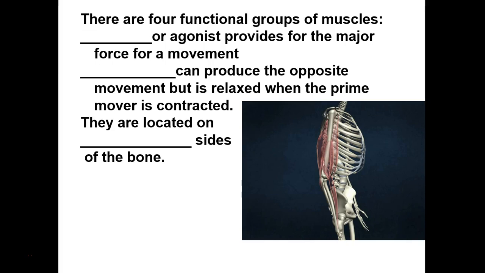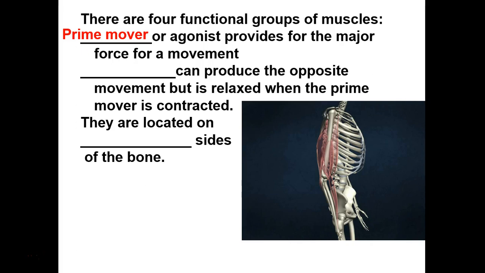Now, normally in any muscle movement, there are four basic functional groups of muscles. The muscle that actually does the main movement, for example, when we flex our arm, we like to say the biceps brachii does that, but mostly the prime mover, or the agonist, is the brachialis muscle. It provides the major force for that movement.